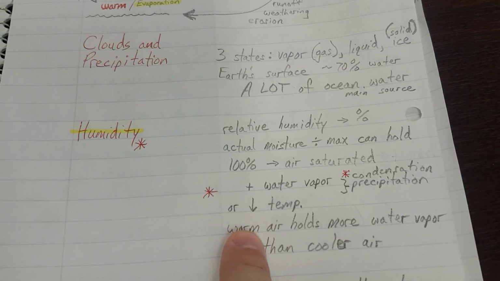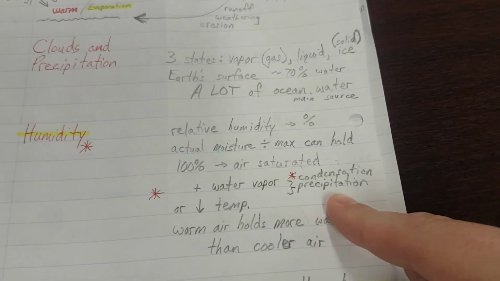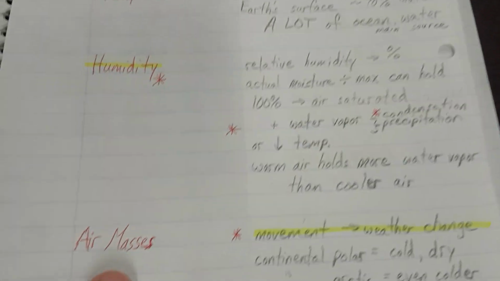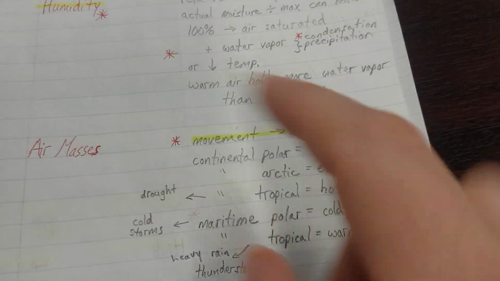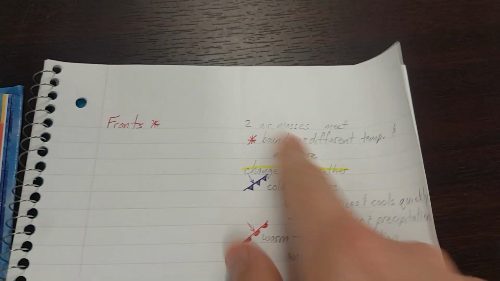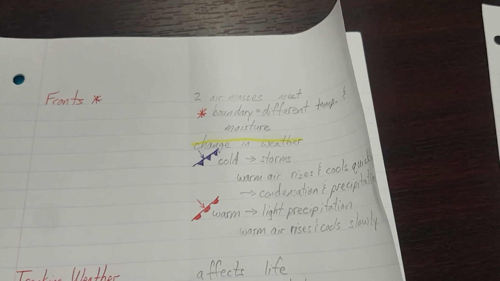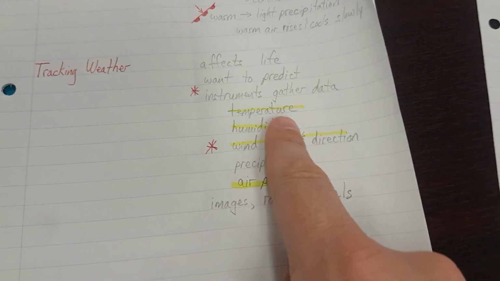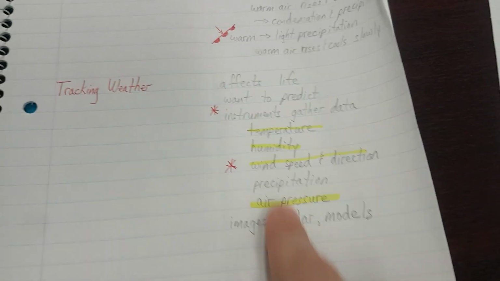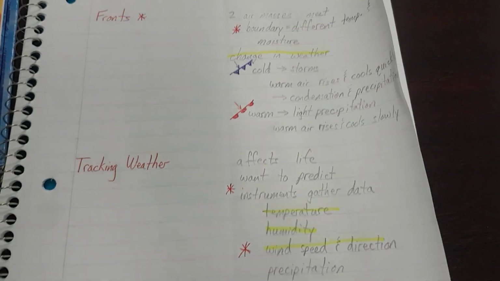Humidity in the air determines when you're going to have clouds or rain or snow. The air masses moving is weather change, and all those differences and changes are happening at the front or the boundary between masses. We track weather with instruments that gather a lot of data, and we can use all that data to try to predict what's going to happen with the weather in the future.